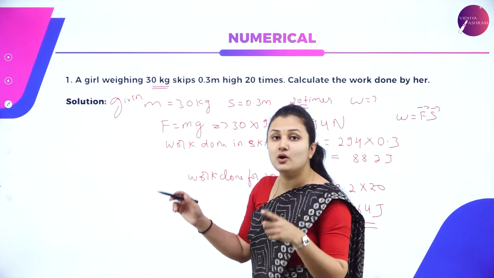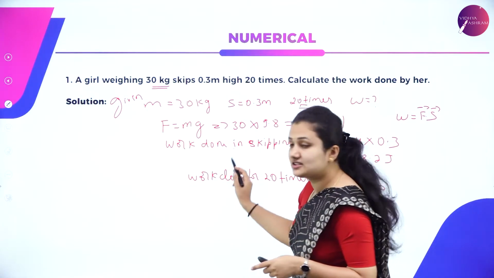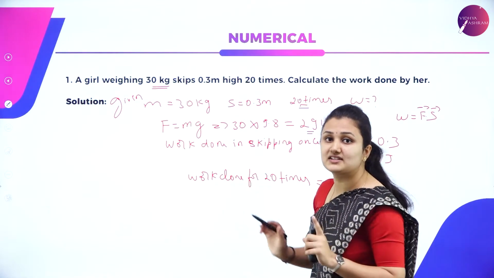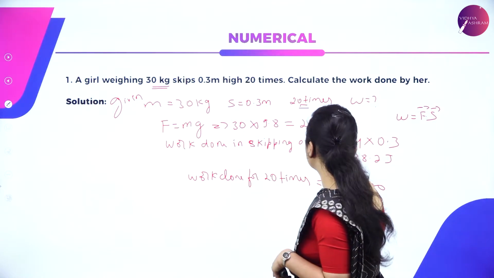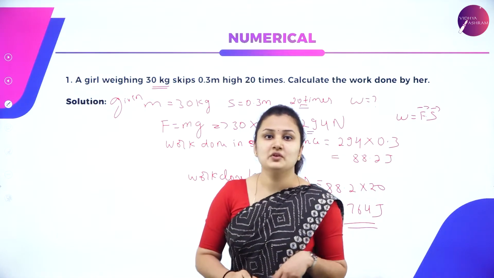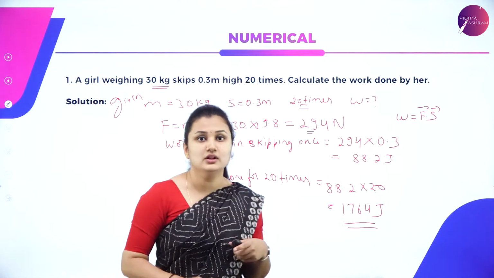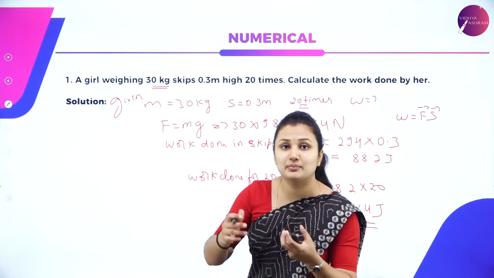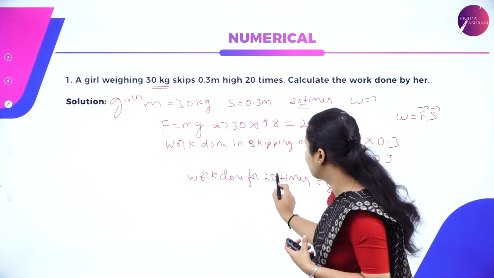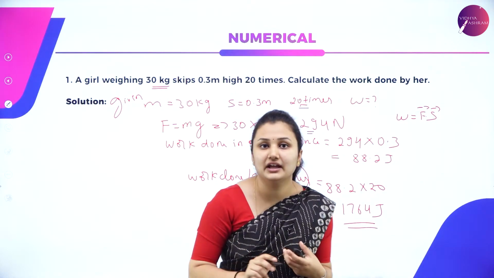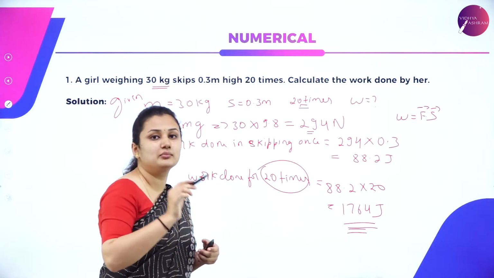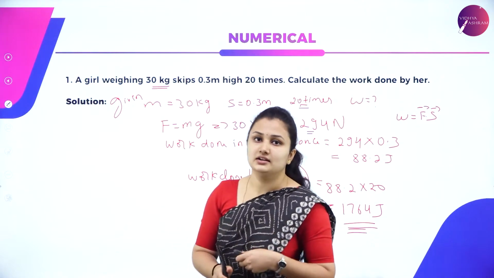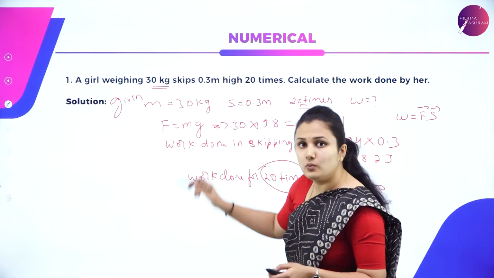Once I know force, work done is what? Work done in skipping for once. 20 times she has skipped. I need to know work done for skipping once. So once it is 294 into 0.3 will give you 88.2 joule. Once you know what is the work done in skipping for once, then you can calculate for 20 times. So 88.2 multiplied by 20 will give you the total work done by her for skipping 20 times. This is how you calculate work done.